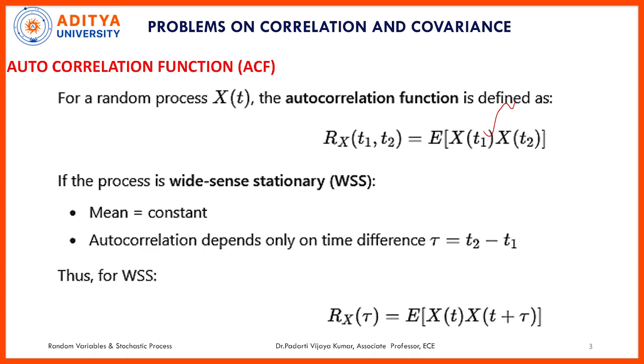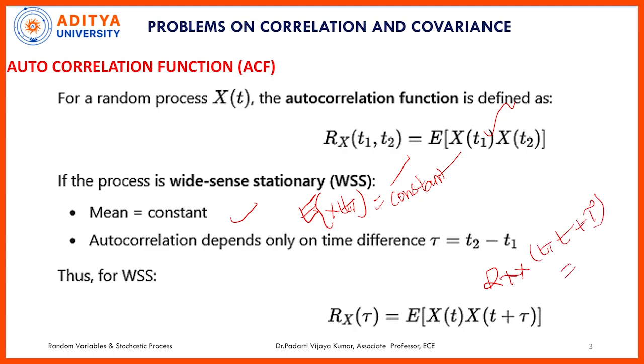If the random process is said to be wide sense stationary, the conditions to be satisfied are: the expectation of x of t must be constant, and the autocorrelation function must be a function of time difference, that is Rxx of t comma t plus tau must be equal to Rxx of tau. These are the two conditions to be verified for a wide sense stationary random process. And the formula of autocorrelation function is this one.